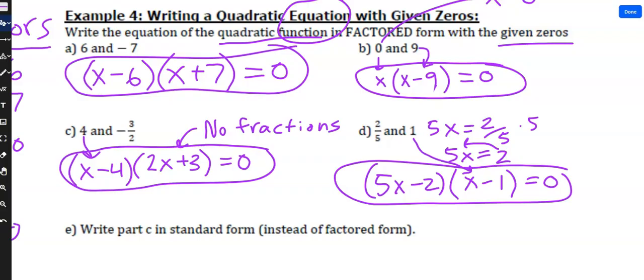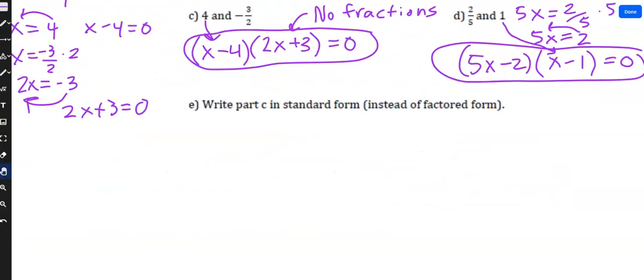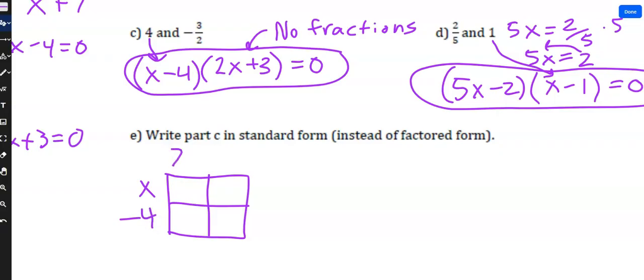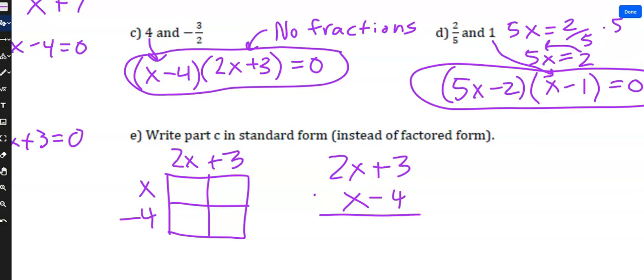Then down here, the last part says write part C in factored form. Whoops. Write part C in factored form. So let's take that and multiply it together. And so all we're doing, pick your favorite strategy of how you like to FOIL things together. If you like to use a box, or if you just like to put them one over the top of the other one and start multiplying them together, it really doesn't matter to me.